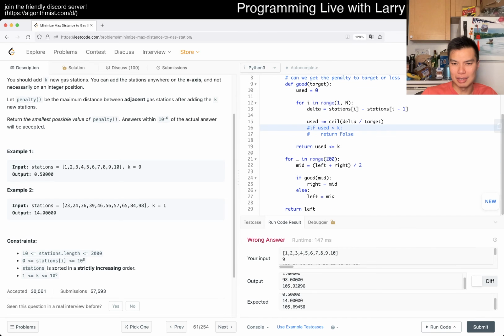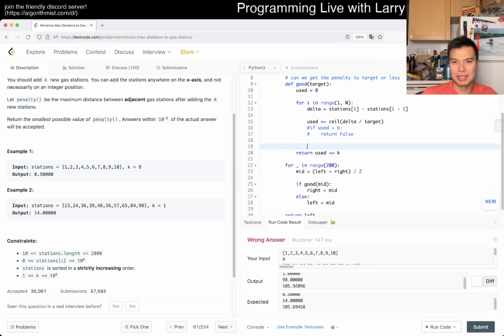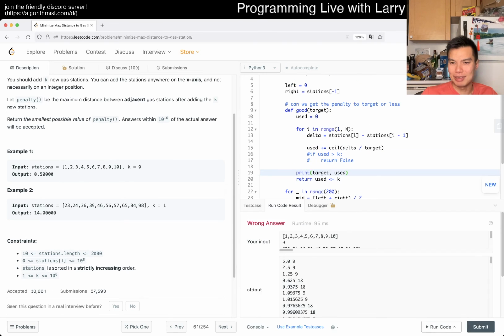Why is that? Let's print it again. I'm having some minor issues, hopefully. Is it ceil? Ceil is the number, right? Because we want to round up. Now that makes sense. So 5 requires 9 seems wrong. And also you can see that this is not monotonically increasing, which means that something's a bit funky, right?